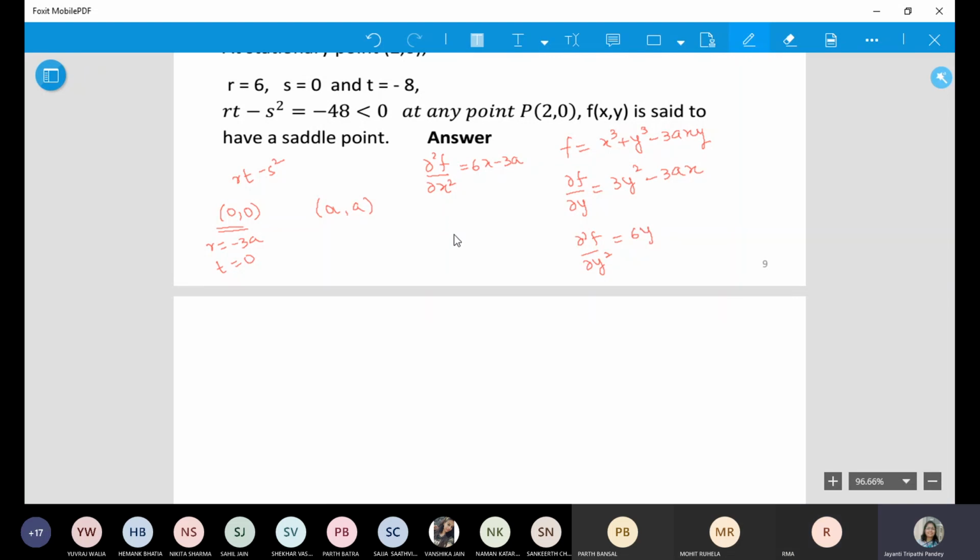And what is s? You differentiate it with respect to... No, check again. What is your s? S is this. So you already have del f by del y. Just differentiate, you'll get minus 3a. Yes, ma'am, s is minus 3a. Now rt minus s square is what? rt will give you 0. This is 3a.